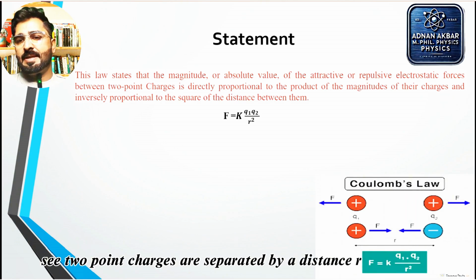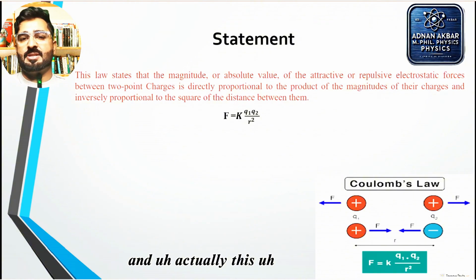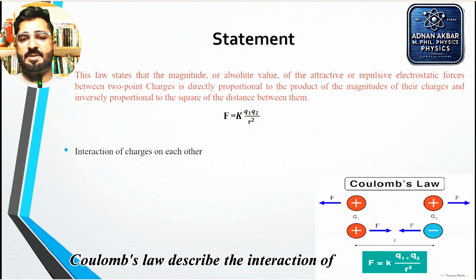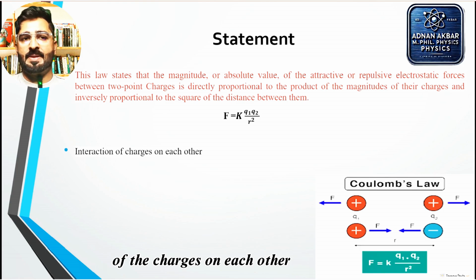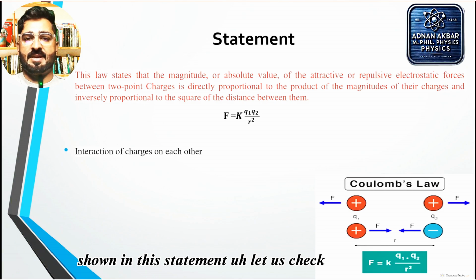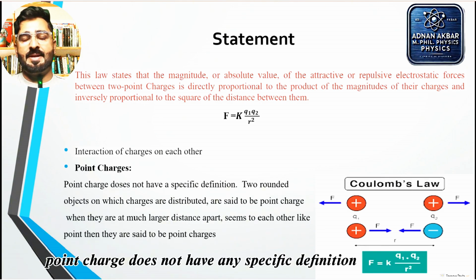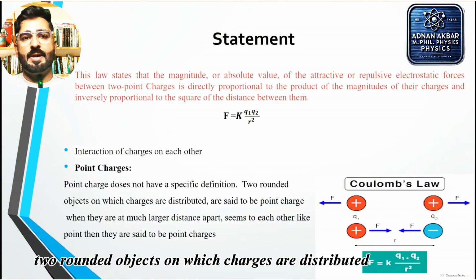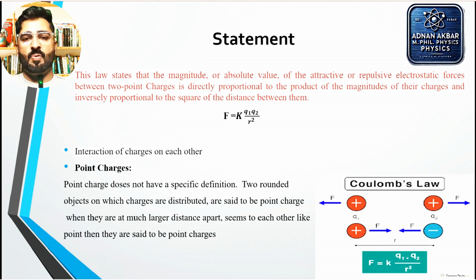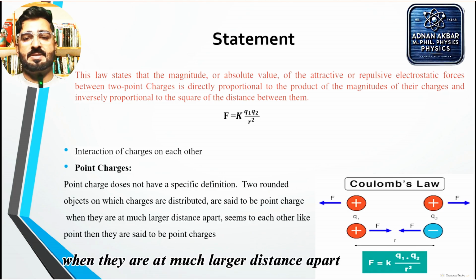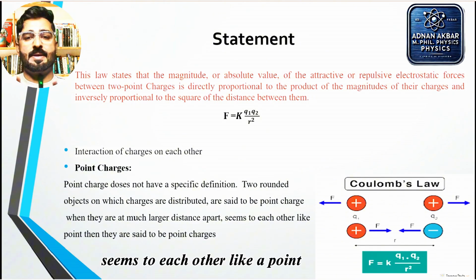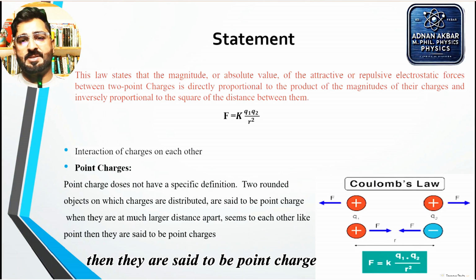In the figure, we can see 2 point charges separated by a distance R, and actually this Coulomb's law describes the interaction of the charges on each other. And a specific term, that is point charge, is also used in this statement. Let us check what this point charge is. Point charge does not have any specific definition. Two rounded objects on which charges are distributed are said to be point charges when they are at a much larger distance apart, so that they seem to each other like a point.